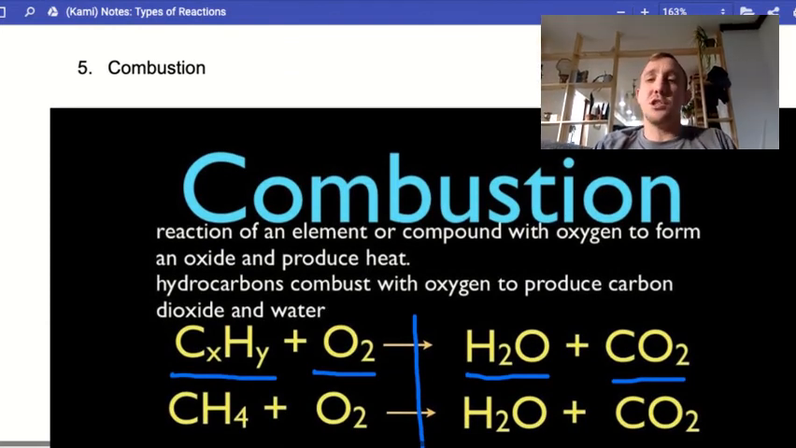Okay, and if you have any questions, just send me an email. Okay, other than that, go ahead and balance your worksheet and tell me what type of reactions they are.